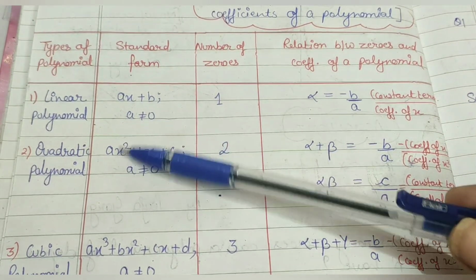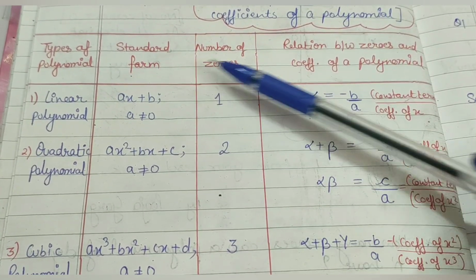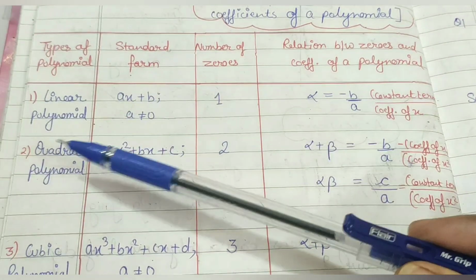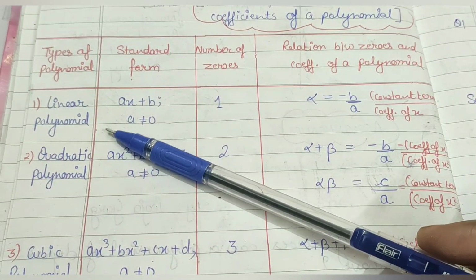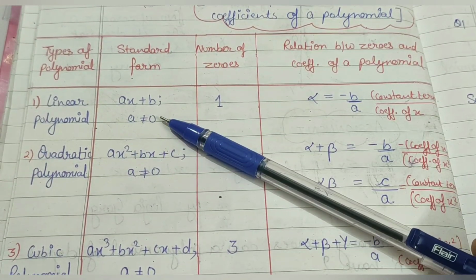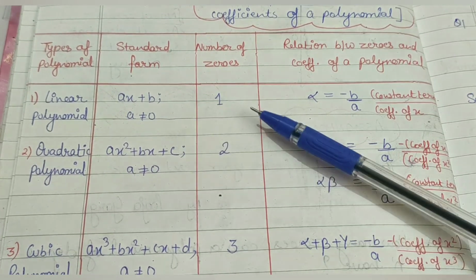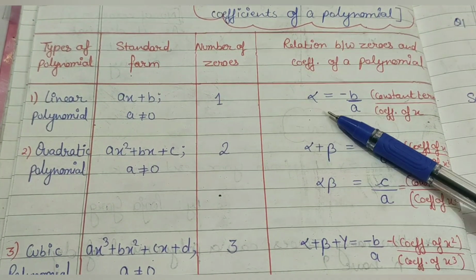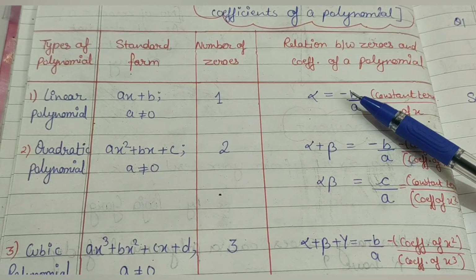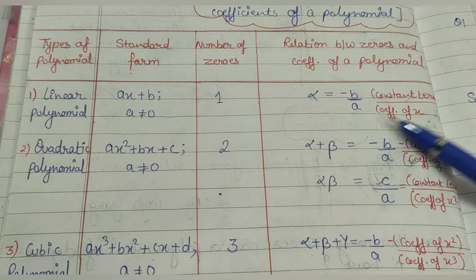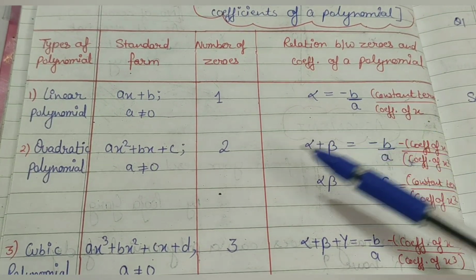So here you can observe the type of the polynomial, standard form, number of zeros, and the relationship between zeros and coefficients. So here the very first one is linear polynomial and its standard form is ax plus b, where a is not equal to 0, number of zeros is 1, and the relation is alpha is equal to minus b upon a, where b is the constant term and a is the coefficient of x, right?